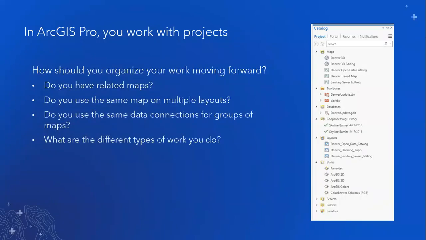So I ask you to think back and ask yourself a couple of questions when you go to do this. Do you have maps that are related to each other? Do you have the same map that uses multiple layouts? Do you have the same data connections for groups of maps? And what are the different types of work that you do? You might want to look at dividing up your projects based off the scope of the work that you're working with.